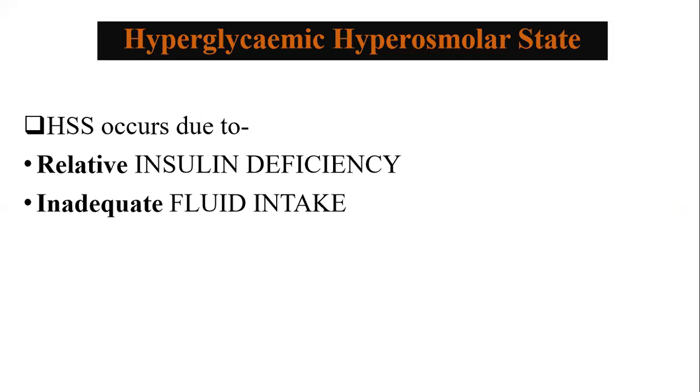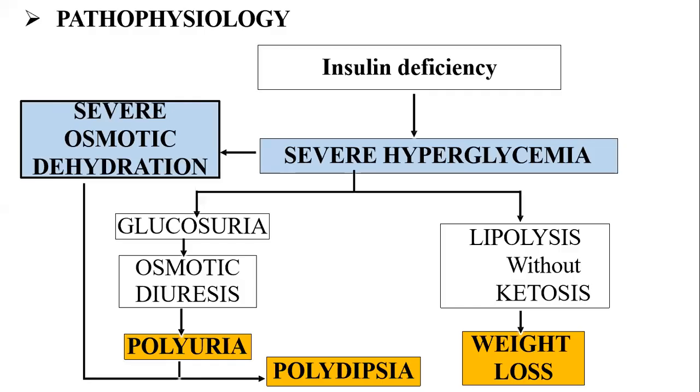So the other acute complication of diabetes is what you call hyperosmolar hyperglycemic syndrome, and it occurs due to relative insulin deficiency or inadequate fluid intake. And in this case, the patient is having insufficient insulin, resulting in severe hyperglycemia. And in severe hyperglycemia, this results in severe osmotic dehydration because of glycosuria, osmotic diuresis, and then the patient manifests with polyuria. Or the other way, the patient can follow the pathway of lipolysis without ketones. This patient will manifest with weight loss or sometimes polydipsia.